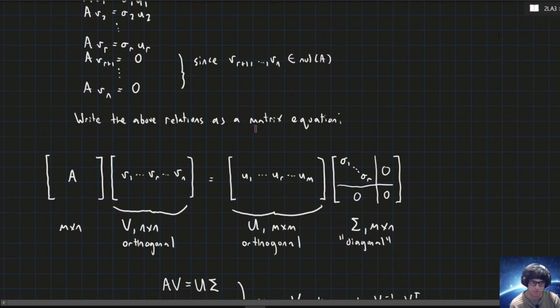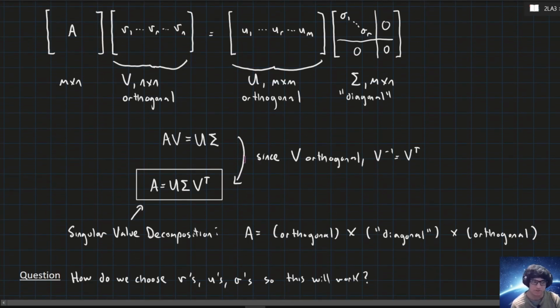So what I've said so far just works in theory. What we want to do now is determine how to choose the V's, U's, and sigmas so that it's guaranteed to work. We want to come up with a method so that it will always work.